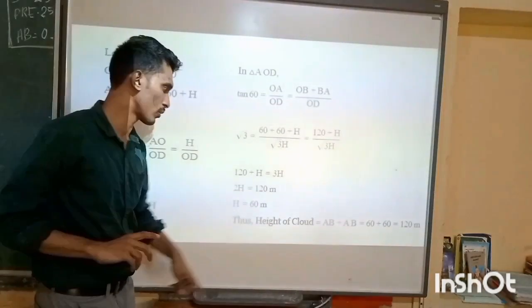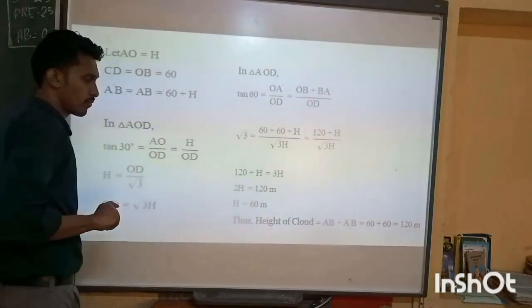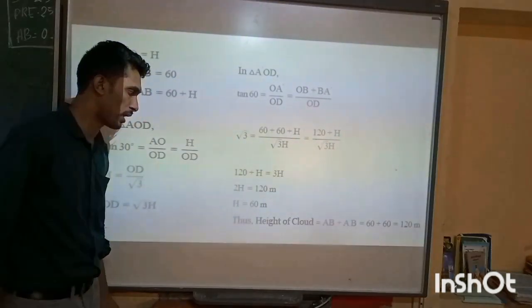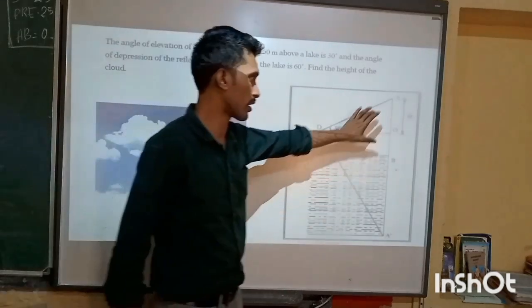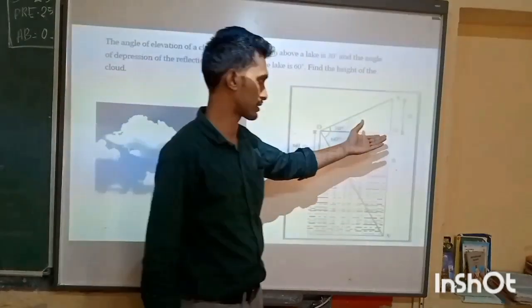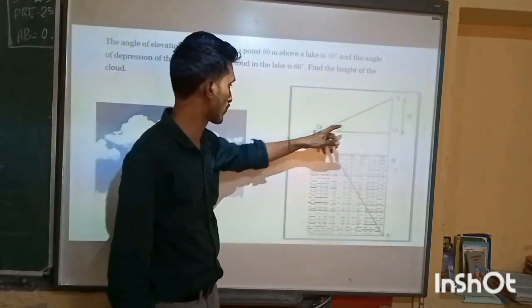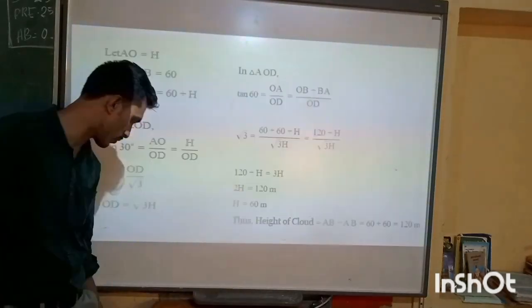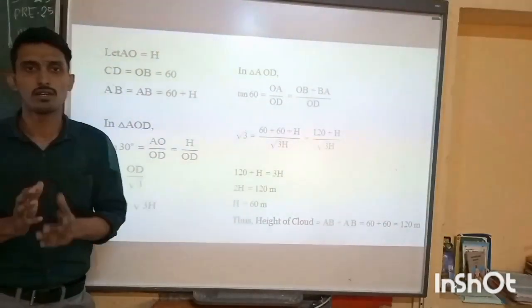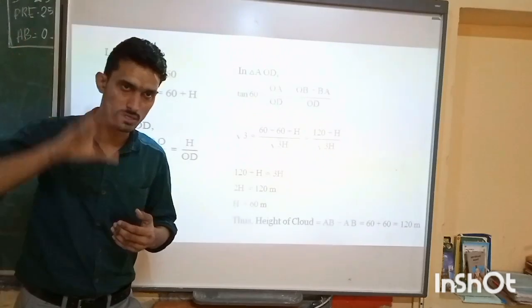Then 2h equals 120. That is, h will be transposed to the right hand side, so 3h minus h is 2h. 2h equals 120, h equals 60. So finally we have found the value of h as 60 meter. The man is already standing 60 meter above the ground level. Now we are adding an extra 60 meter to the cloud. So 60 meter plus 60 meter gives the total distance of 120 meter. So 120 meter is the final height we get of the cloud from the ground level to the position in which the cloud is there.